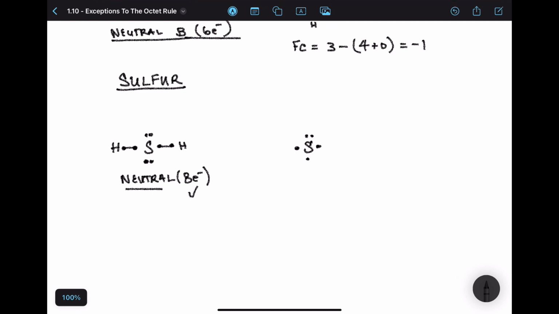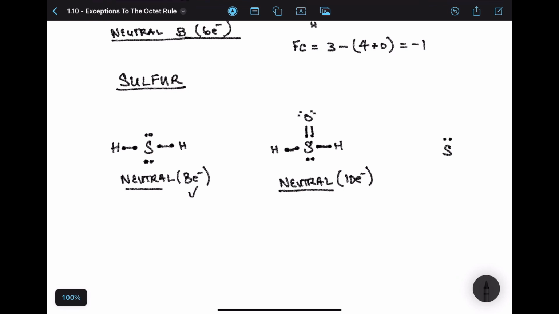And actually we'll do 6 since sulfur has 6, but this time we'll add 8's. Now let's count our electrons. So I have 2, 4, 6, 8, 10. So I have a neutral sulfur, but this time I have 10 electrons. Now again, the reason it can do that is because it has an empty d orbital.